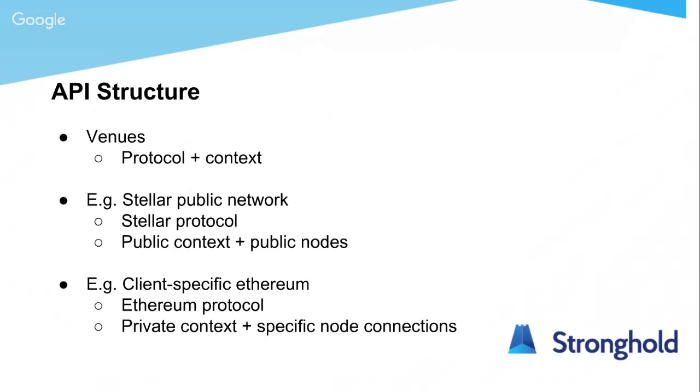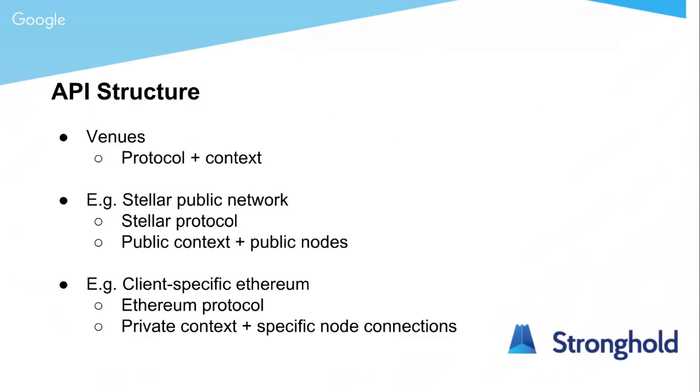Okay, so how is the API structured? The main piece to get your head around is the concept of the venue on the platform APIs. A venue is a combination of a particular protocol and a particular context. The protocol is simply the rules of the network. Does it run the Bitcoin protocol? Does it run the Stellar protocol? What are those rules that dictate how transactions are processed, how cryptographic verifications are made?